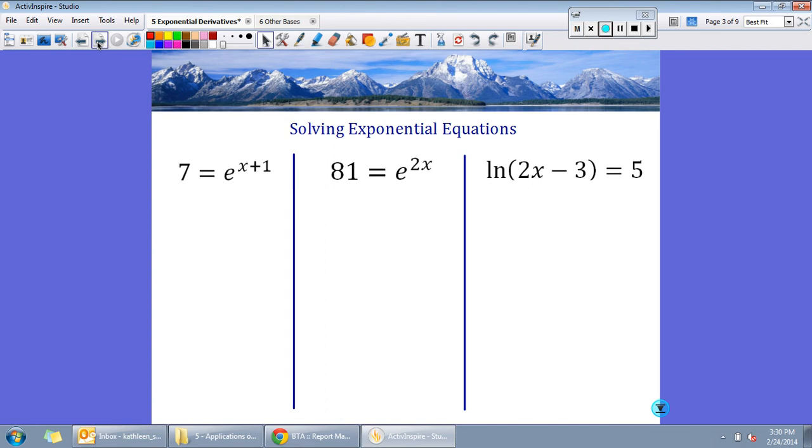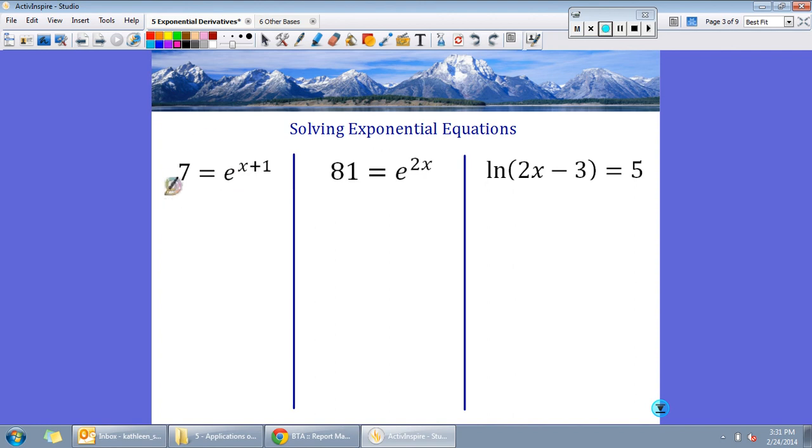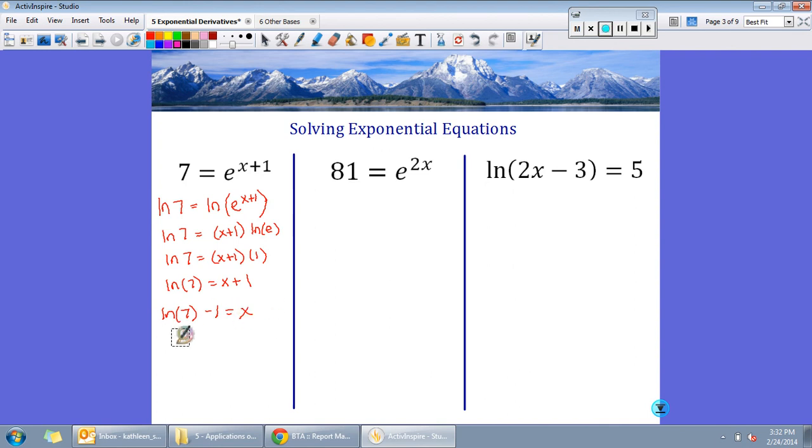Okay. When you're solving exponential equations, we are going to have to get rid of this base e. So if you take the natural log of both sides, then we can take the exponent, x plus 1, and bring it down in front of the natural log, and then we all know what natural log of e is. It's just 1. So we just have natural log of 7 equals x plus 1. Subtract 1 from both sides, and when you plug it into your calculator, you get a decimal answer. The other ones are solved very similarly, and the notes are on Edline.